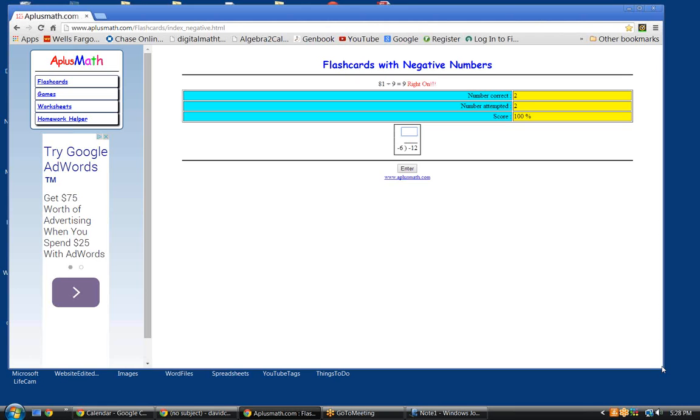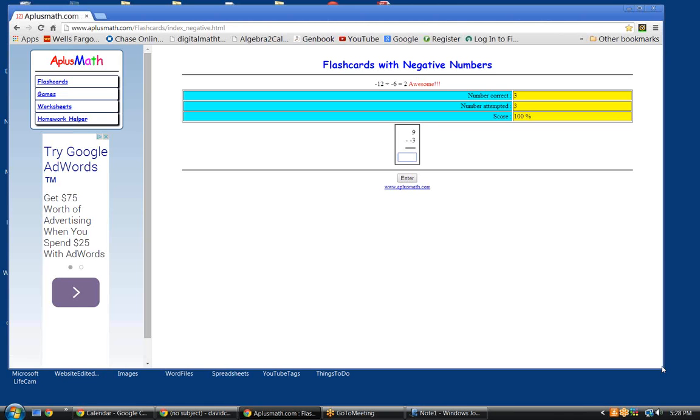Is that multiplying or dividing? Division also. 2. That's 11. Try again. 9 minus 3, which is the same as 9 plus 3. 12. Okay.